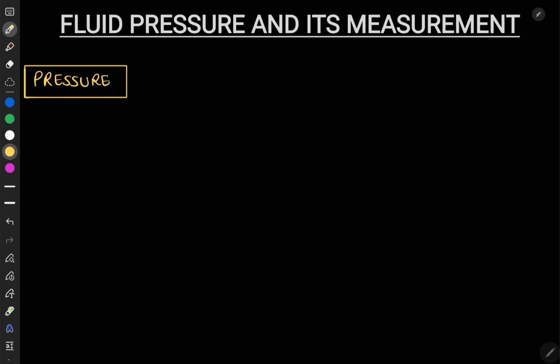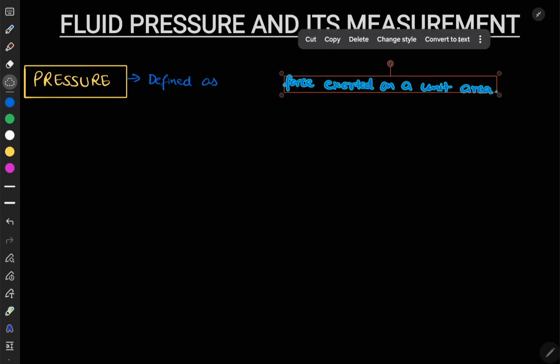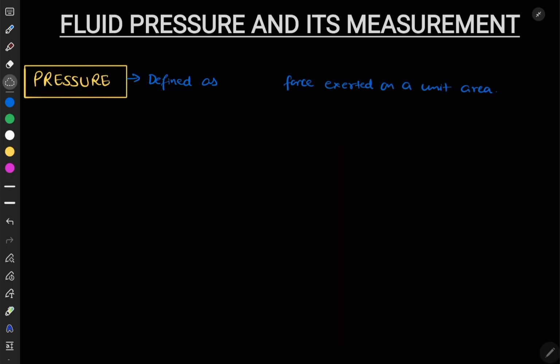What is pressure? Pressure, or pressure intensity, is defined as force exerted on a unit area. And if you want to put it in a clearer way, I can say that normal force exerted on a unit area is your pressure.